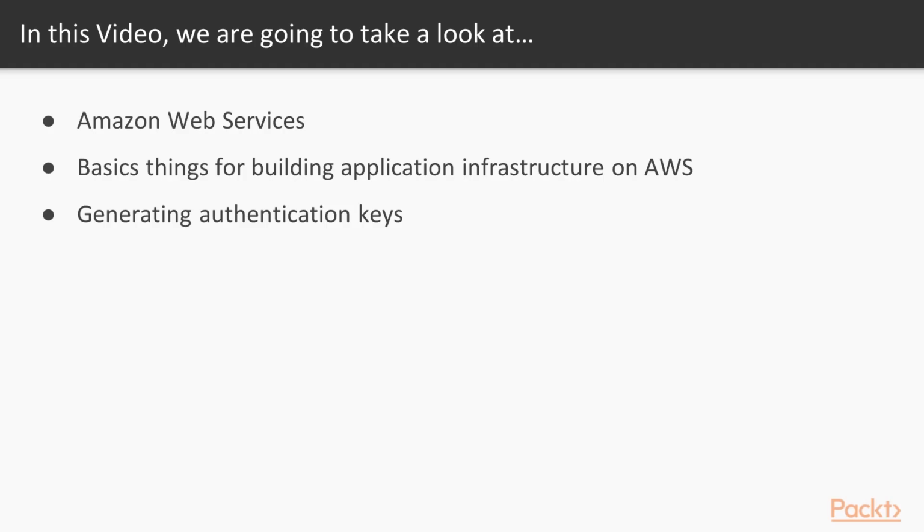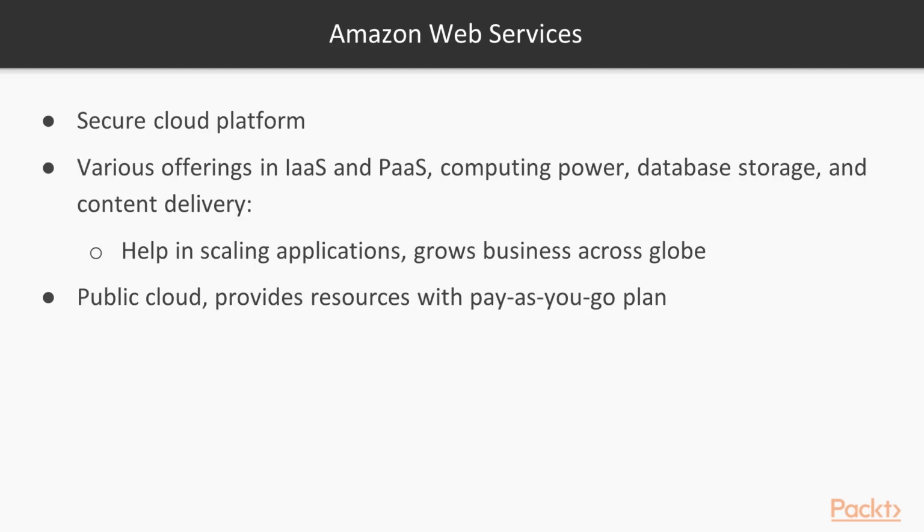In this video, we are going to take a look at Amazon Web Services. Then we will have a look at some basic things for building application infrastructure on AWS. After that, we will be generating authentication keys. Amazon Web Services, AWS, is a secure cloud platform. It has various offerings in IaaS, as well as PaaS, including computing power, database storage, and content delivery, which help in scaling applications and also grow our business across the globe.